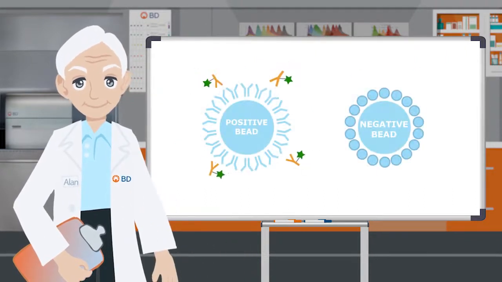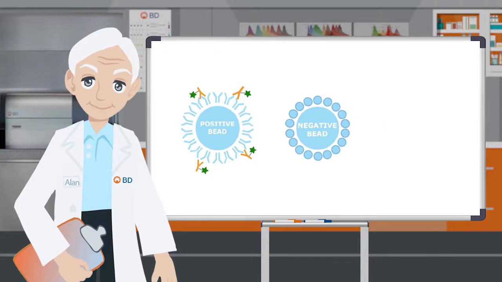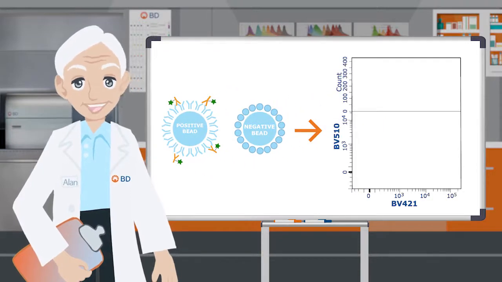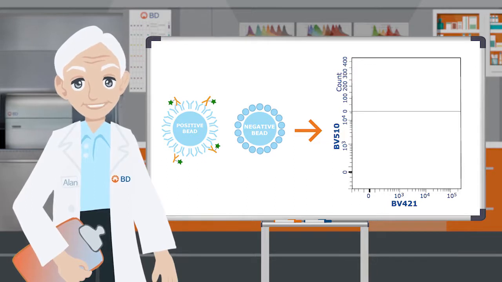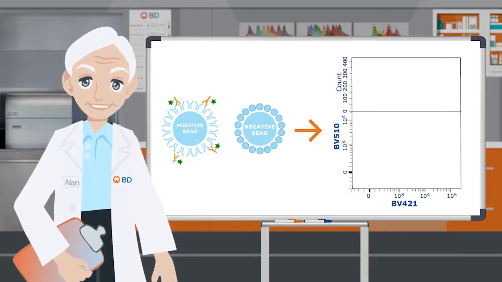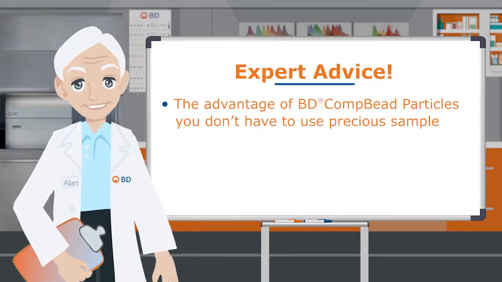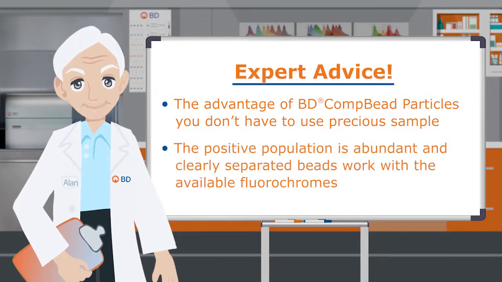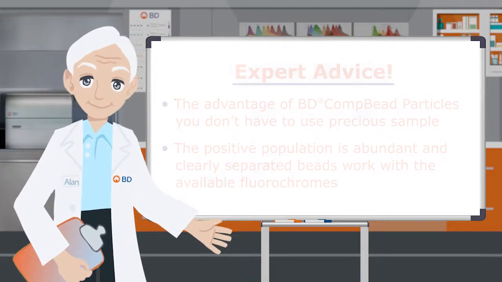When using cells is not practical, antibody capture beads can be used as a valid alternative for most fluorochromes. BD comp bead compensation particles, for example, are coated with anti-immunoglobulin that can bind most fluorescent conjugated antibodies, acting as a surrogate for stained cells. The advantage of BD comp beads is that you don't have to use precious samples, and the positive population is abundant and clearly separated. The beads work with most of the available fluorochromes.